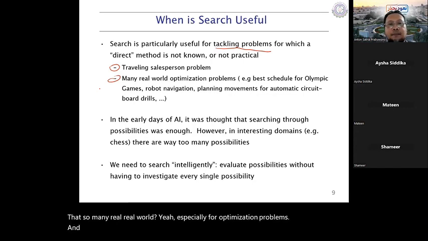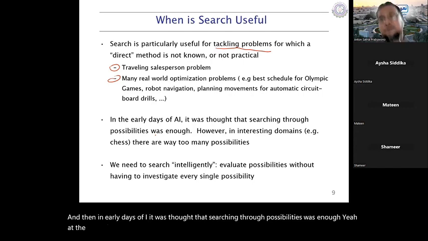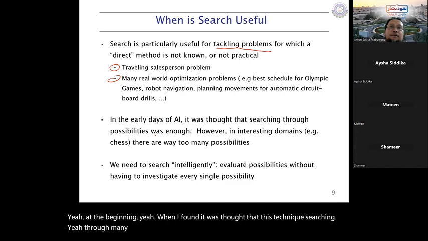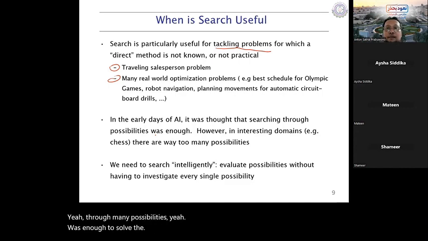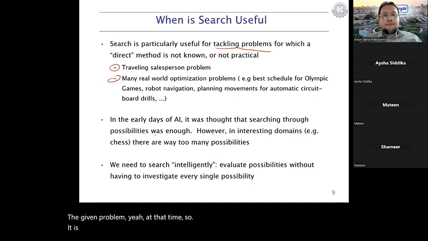And then in the early days of AI, it was thought that searching through possibilities was enough. At the beginning, when AI was founded, it was thought that this technique, searching through many possibilities, was enough to solve the given problem at that time. So there are interesting domains, for example, chess, the chess game.